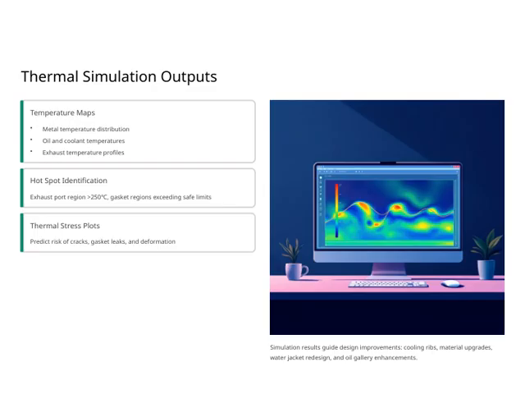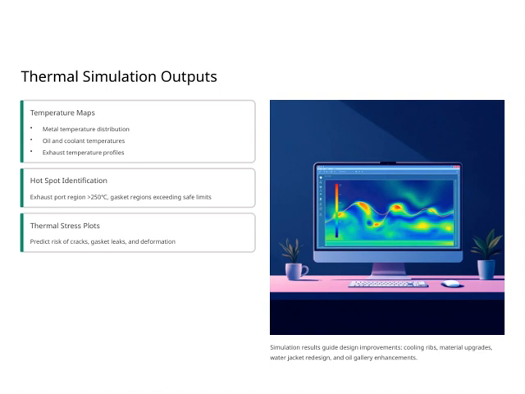Moving on, one of the key benefits of these simulations is hot spot identification. For example, the exhaust port region can exceed 250 degrees Celsius, and gasket regions sometimes surpass safe limits. Recognizing these hot spots early allows us to address potential failures before they happen. Next, we examine the thermal stress plots. These are vital because they help us predict where cracks, gasket leaks, or deformations might occur due to thermal expansion and stress buildup. By analyzing these plots, we can assess the risk levels for different areas of the engine.